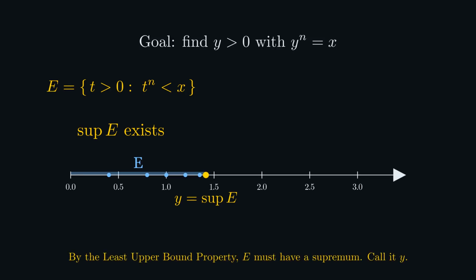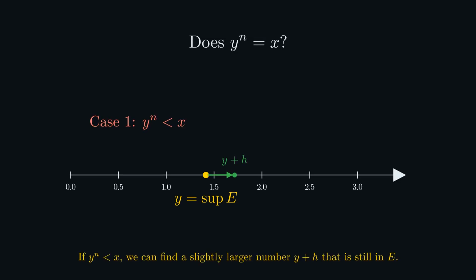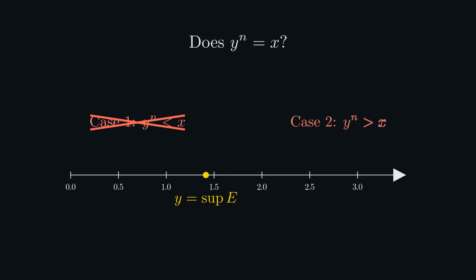Now we ask, is it the root we are looking for? If y to the power of n is less than x, we can find a slightly larger number, y plus h, that is still in E. But that contradicts y being an upper bound. If y to the power of n is greater than x, we can find a smaller number, y minus k, that is an upper bound. But that contradicts y being the least upper bound. Thus, y to the power of n must equal x. The root exists.